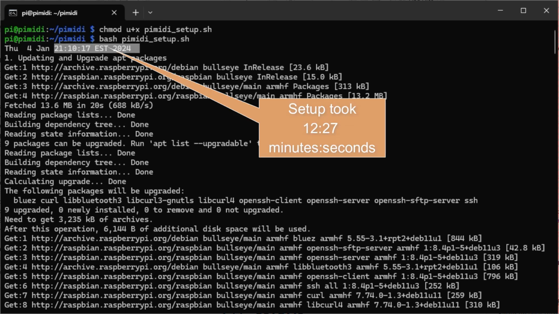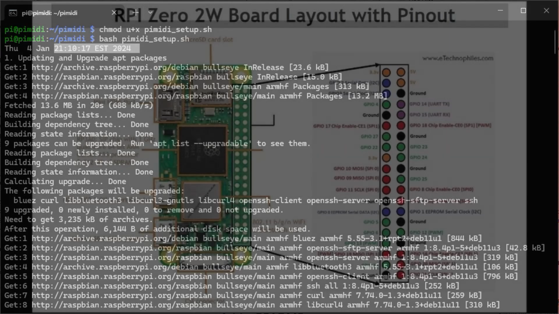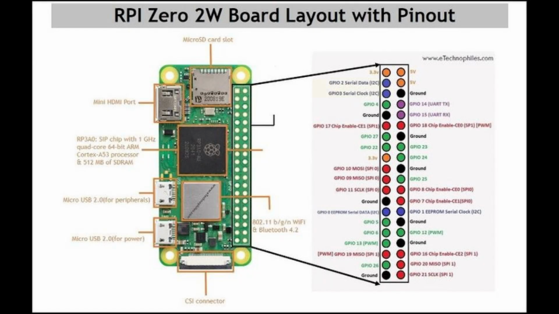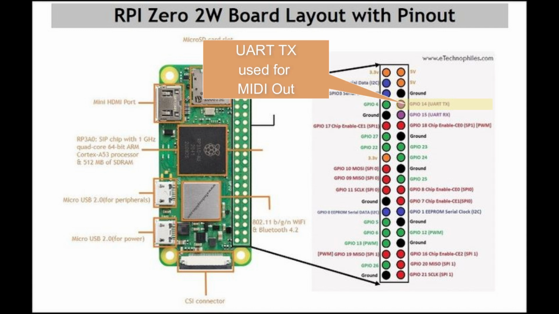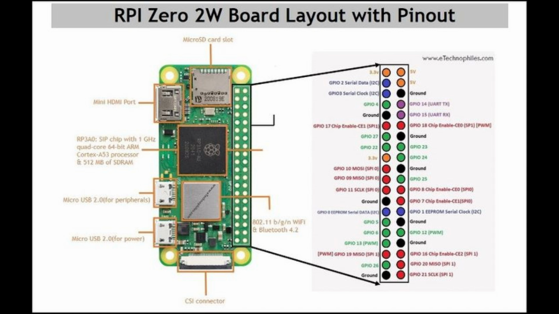And for me, it took about 12 and a half minutes to run the whole script. This page was sped up. So the last thing was just to work out where I'm going to plug things in. So the OLED gets plugged into the I2C port. And the MIDI out attaches to the UART TX port. And then I can just use any of the GPIO pins.